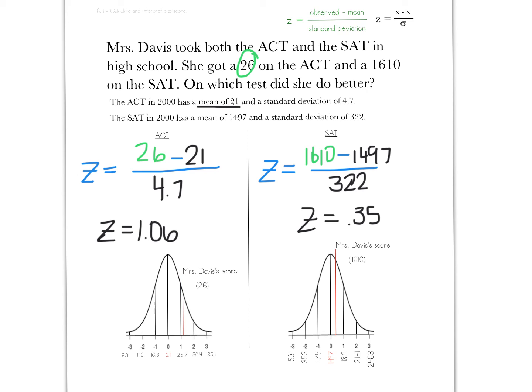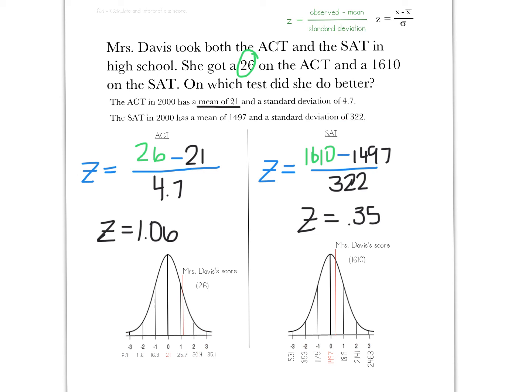Hopefully you were able to calculate that my z-score on the SAT was a 0.35. So I was 0.35 standard deviations above the mean on that one. So if you look down here, I created 2 normal curves, and I compared my scores to the standard deviation. 21, I added the standard deviations each time to get 3 above, and I subtracted that 4.7 to get 3 below. Same here, if my mean is 1497 and my standard deviation is 322, as I add 322 points, I will go above, subtract, go below.